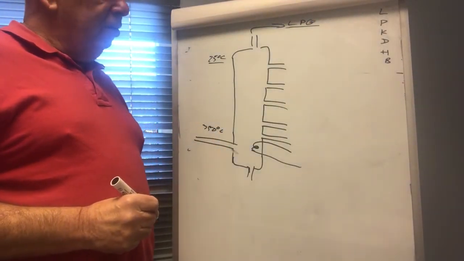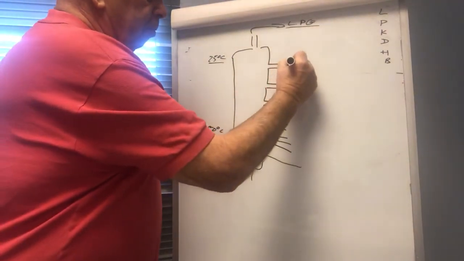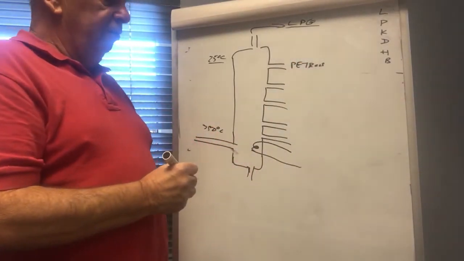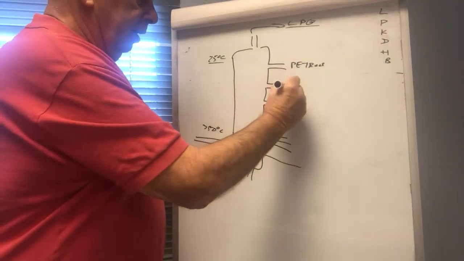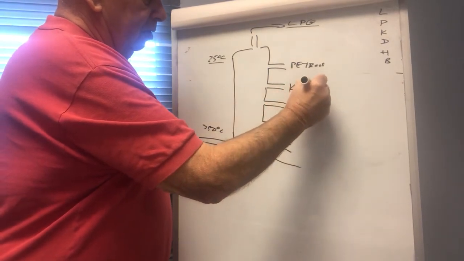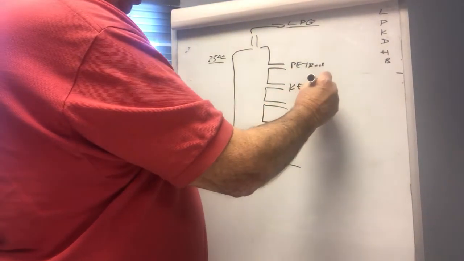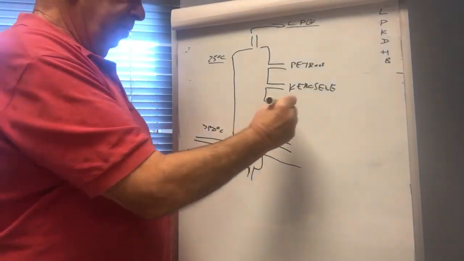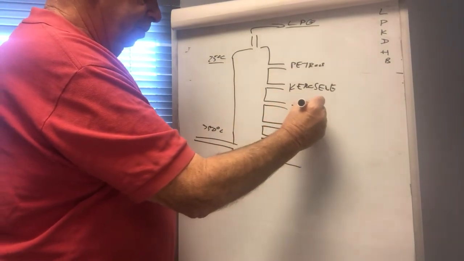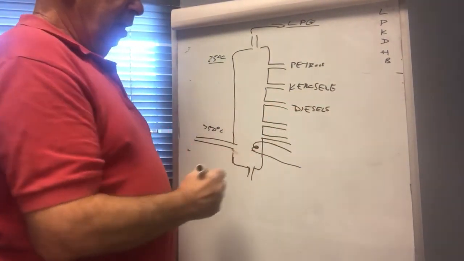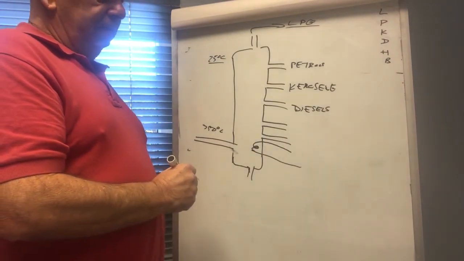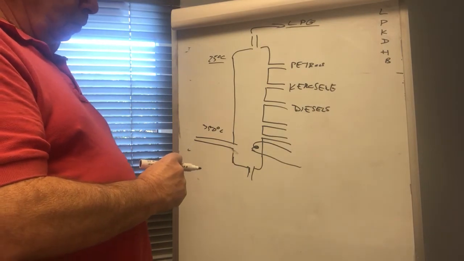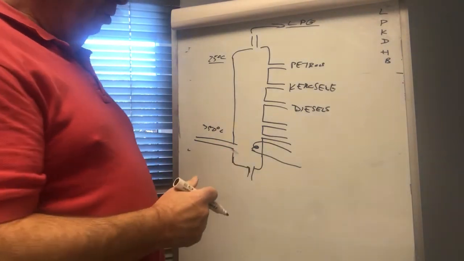And the next thing that comes off is the petrols. And what comes off next is the kerosenes. Hello, kerosene, can't spell it. And then we've got the diesels. And then we've got... I've forgotten.